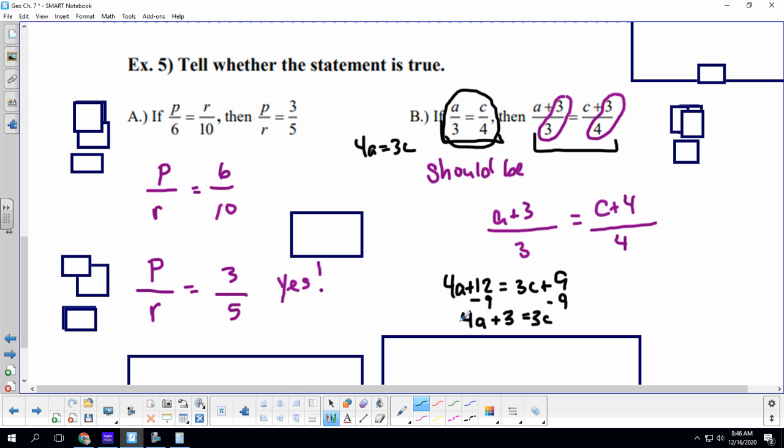So we can see they're not equal at all. So just keep an eye on it. It should be the same number top and bottom on each side. So, alrighty.